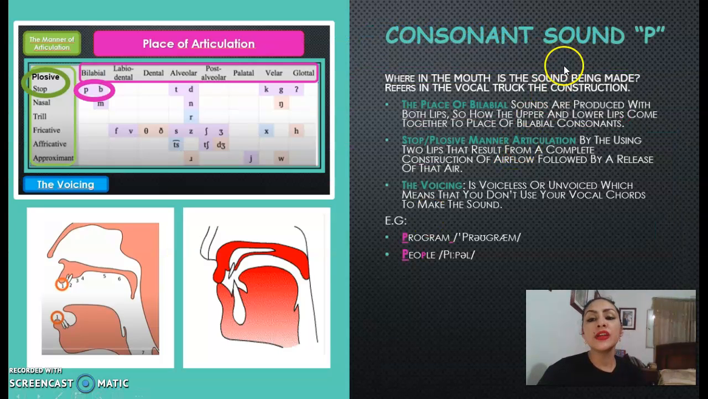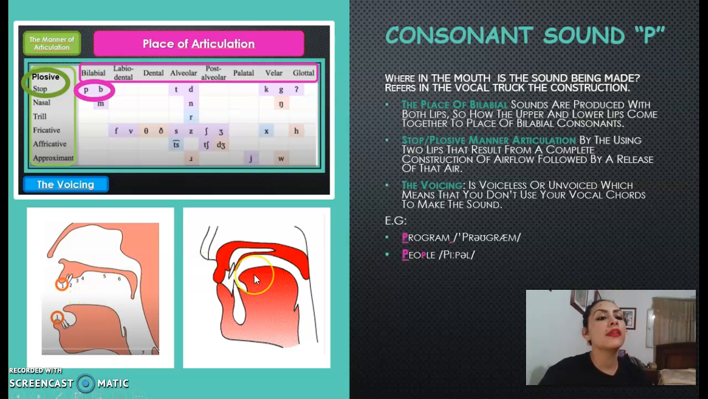So we are talking about the consonant sound p. Where in the mouth is the sound being made? The place of articulation is bilabial. The bilabial sounds are produced with both lips. The upper lip and the lower lip come together to produce bilabial consonants.